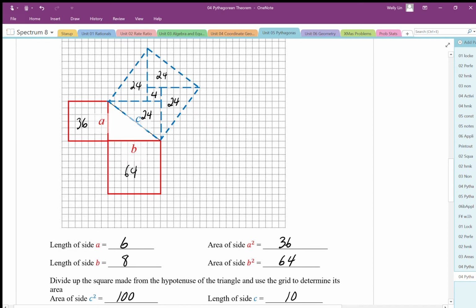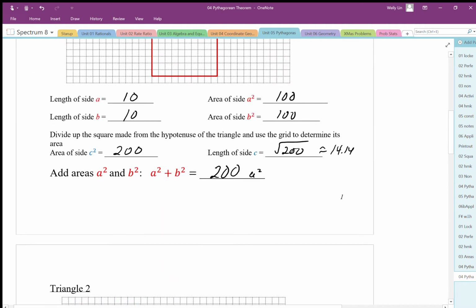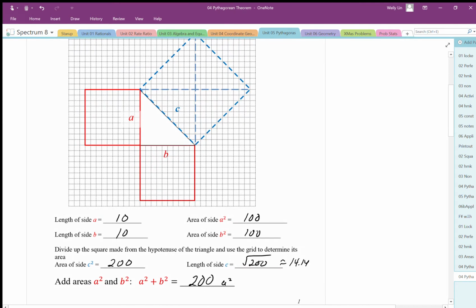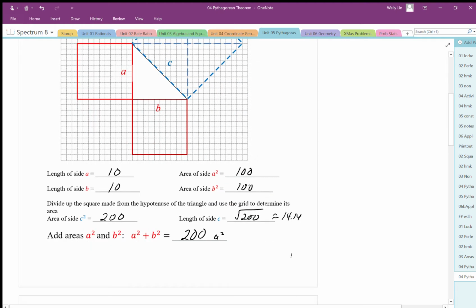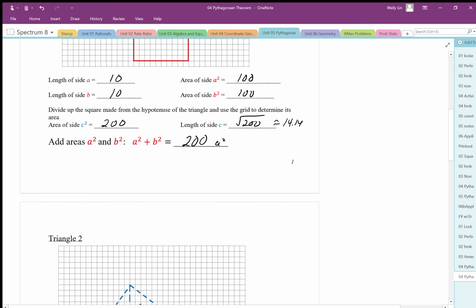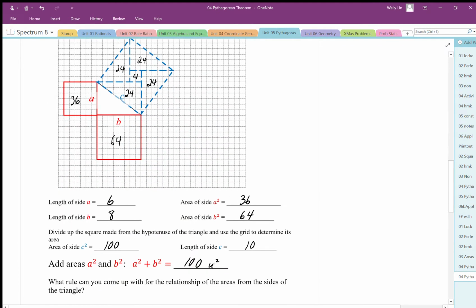Now, it's important to recognize that the relationship seems to be with the three areas. It's nothing to do with the side lengths, because 10 plus 10 does not equal 14.14. The side lengths don't seem to have a relationship. But there seems to be a relationship between the three areas, the three squares. Here's the same thing. There doesn't seem to be a relationship with the side lengths. 6 plus 8 does not equal 10. But this square and this square seem to add up to that diagonal square.